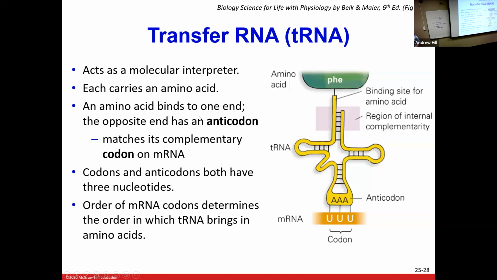So the amino acids bind to one end, and the opposite end has an anticodon, which matches its complementary codon in the messenger RNA. You're going to have many different transfer RNAs, each with a different anticodon, so each can bind to a different codon. Codons and anticodons both have three nucleotides, and the order of the messenger RNA codons determines the order in which transfer RNA brings in amino acids. This anticodon here will always hydrogen bond with this particular codon, and you'll always have this particular amino acid. If you have a different codon, a different transfer RNA with a different anticodon, you'll have a different amino acid.